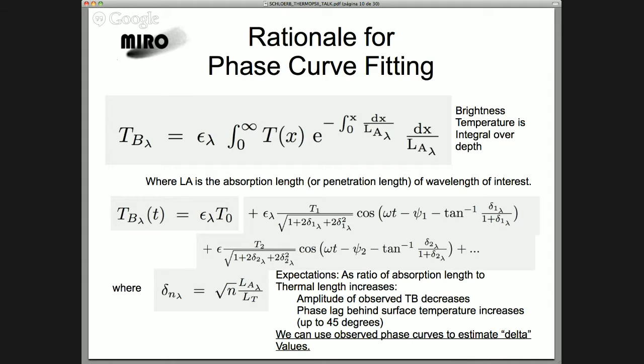And delta is basically the ratio of the length into the surface that you see divided by the thermal scale length. So if you see many, many thermal scale lengths, delta is really big. If delta is really big, then this term becomes really small, right? On the other hand, if it's smaller, then this term can approach the surface temperature value. The other feature here is in the phase. The phase of the peak at the radio wavelength lags behind that of the surface by some amount, up to 45 degrees, in fact. And that also depends upon this ratio of absorption length to thermal length. So as that increases, the amplitude of the observed brightness temperature change decreases, and the phase lag increases. And we can use that all to figure out what this ratio is, just from the phase curves.